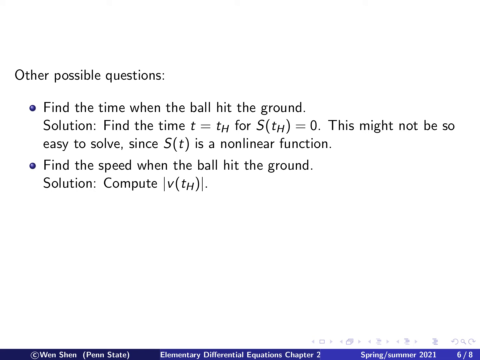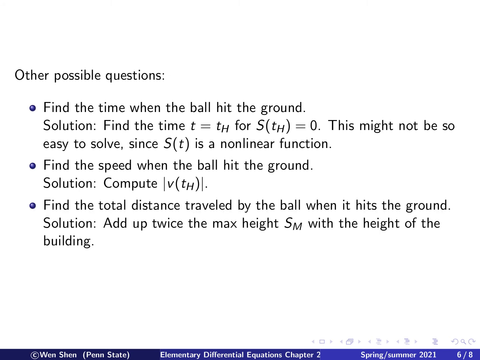And then we can be asked to find the impact speed when the ball hits the ground. And this question could be answered once we have answered the previous one. That is, we have found t when it hits the ground. So you can simply plug that t into the velocity function and compute the absolute value of it, and that gives you the speed.